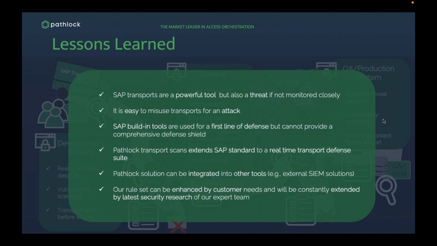It's easy to misuse transport for an attack, like you said, and like you saw in the demo. It's easy just to transport this hash, for example, and you can take over a user. These built-in tools are used for a first line of defense. They are powerful, but it's not a comprehensive shield you can build with this. However, the path log transport scan extends the standard and gives you especially a real-time transport defense layer.